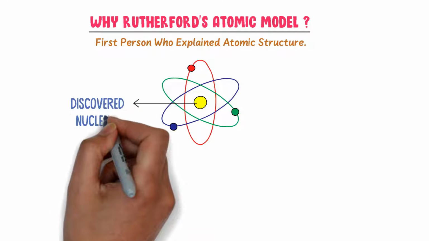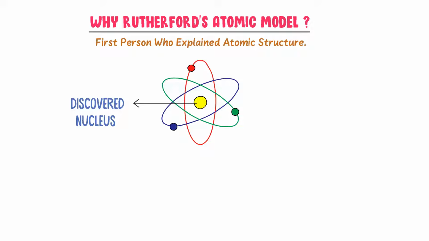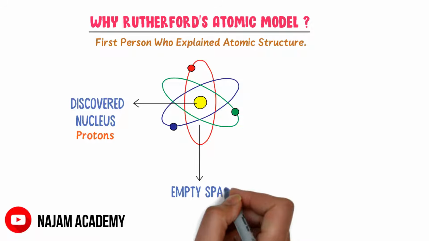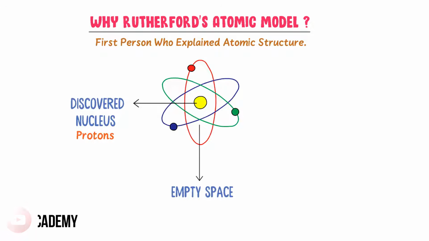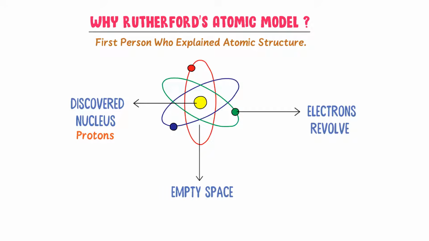He discovered the nucleus of an atom, and he revealed that protons stay in the nucleus. Secondly, he discovered that most space is empty in the atom. Thirdly, he discovered that electrons revolve around the nucleus just like planets revolve around the sun. So it is due to these three reasons that we study Rutherford's atomic model.